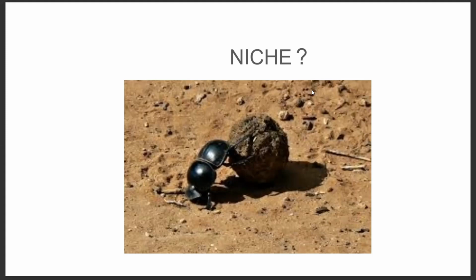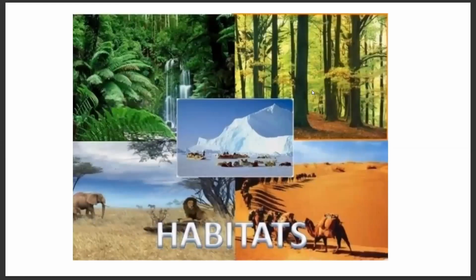And its role in recycling nutrients and its tolerance to environmental conditions, like temperature, soil moisture. Right? That is the meaning of niche. Then the next thing is habitat. Habitat means the physical area where a species lives.